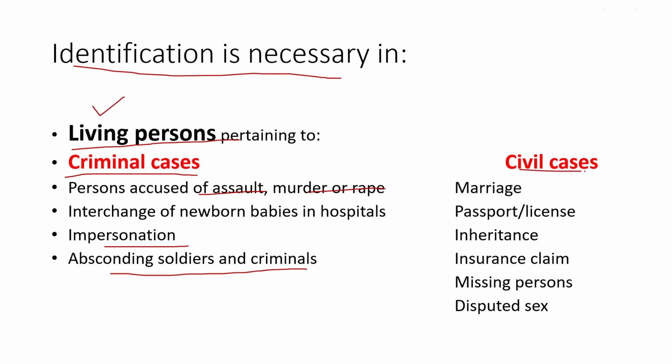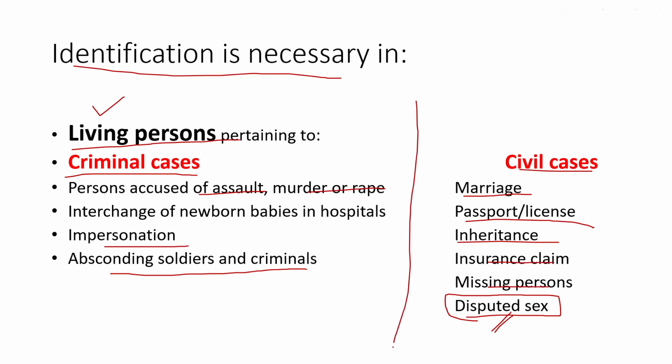In civil cases, there will be marriage. It's very important to identify a person for marriage, passport and license, inheritance, insurance claims, missing persons, and disputed sex. Disputed sex is supposed to be the most difficult case scenario, where you cannot 100% identify a person as either male or female, and they are claiming their rights for a specific gender. So one should know about disputed sex. So identity is important in civil cases as well. This question is very important, right? So in the living, we can go for criminal cases and we can go for civil cases.